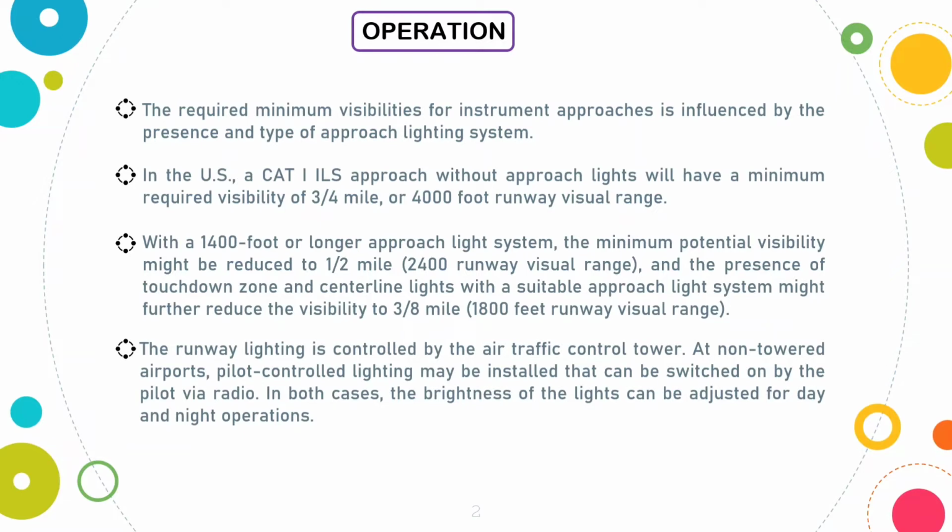With a 1400 foot or longer approach lighting system, the minimum visibility might be reduced to half a mile, 2400 runway visual range, and the presence of touchdown zone and centerline lights with a suitable approach lighting system might further reduce it to a visibility of 3/8 mile, 1800 feet runway visual range. The runway lighting is controlled by the air traffic control tower, and at a non-towered airport, pilot controlled lighting may be installed that can be switched on by the pilot via radio. In both cases, the brightness of the lights can be adjusted for day and night operation.